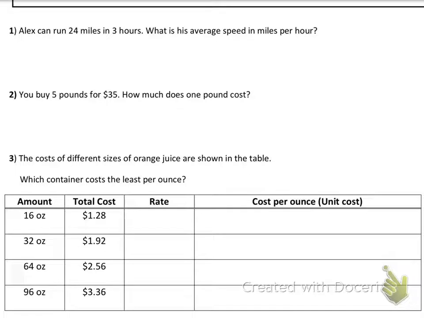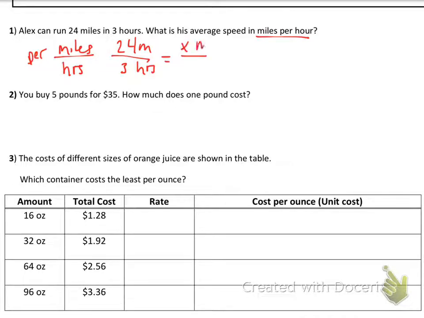Let's do a few examples. Alex can run 24 miles in 3 hours. What is his average speed in miles per hour? Okay, so we have miles and we have hours. So miles per, this is my per, hour. We want to go from 24 miles in 3 hours to how many miles in 1 hour.